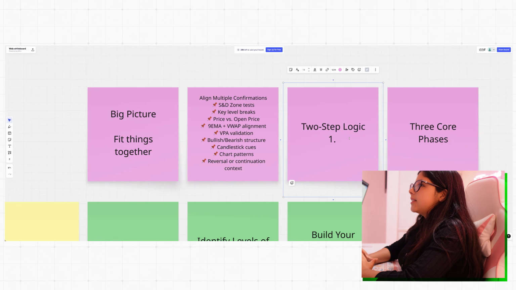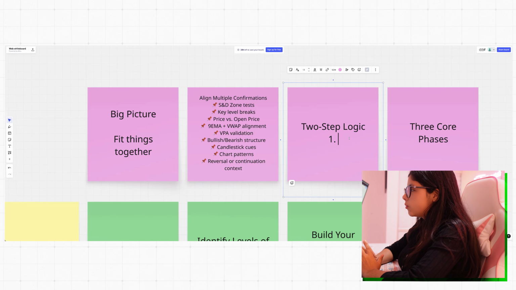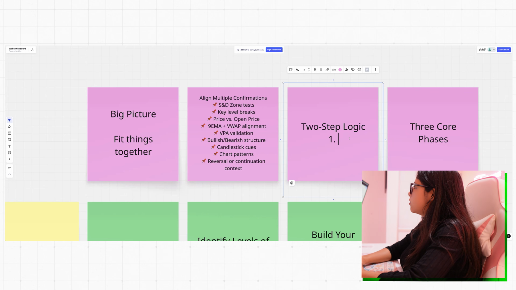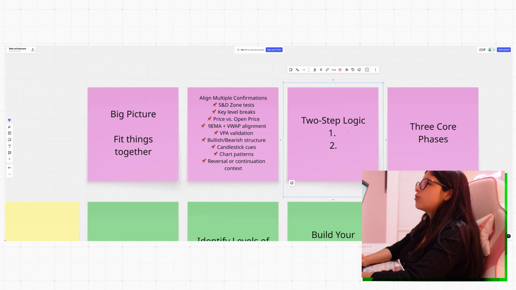Every single trade I take has a two-step logic. So you guys have to remember that my strategy is supply and demand zones, my levels of interest. My timing, my entries is confirmations, which is a second part. So there's a two-step logic to it. So it's not just 9 EMA and VWAP. That's not the thing. There's more to it.